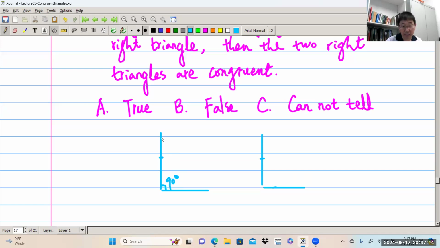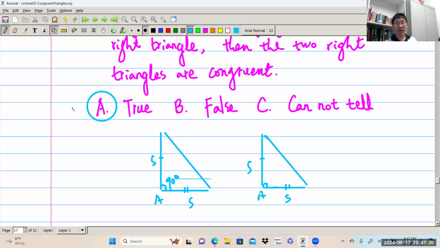And this leg is congruent to that leg. This is also a right angle. So obviously, you see you have SAS. You can use the SAS congruence postulate to prove these two triangles must be congruent. Do you agree? Okay, so the answer is true. The answer is true, by SAS.